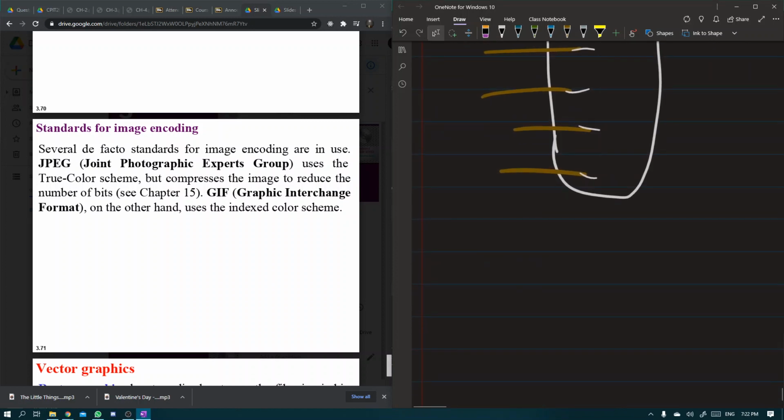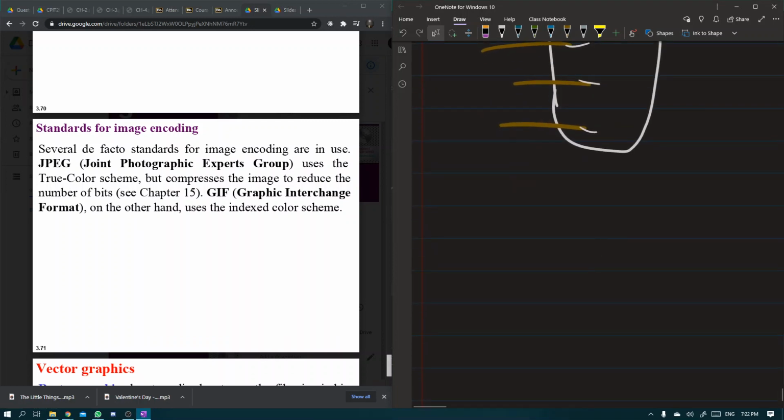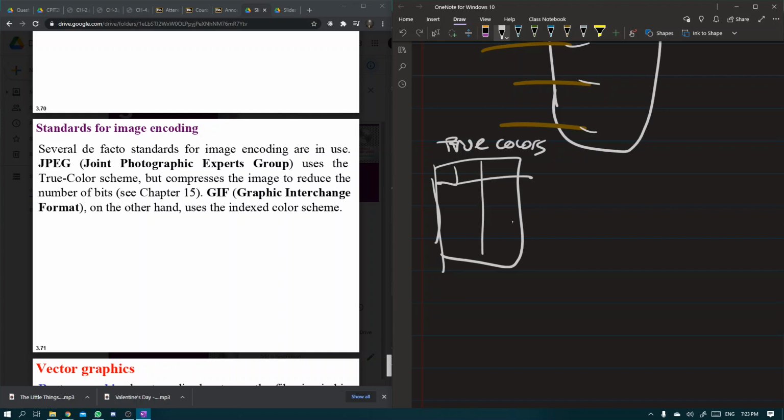So JPEG does some smart techniques to reduce the number of pixels that need to be stored, compressed, but of course it's lossy compression, so maybe the quality of the picture wouldn't be as good as if it wasn't compressed. And so this uses true colors, but it's not as simple as just a normal bitmap image.